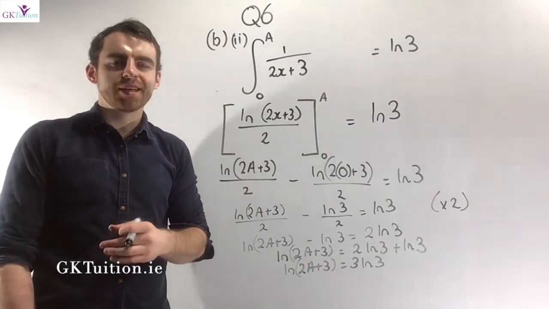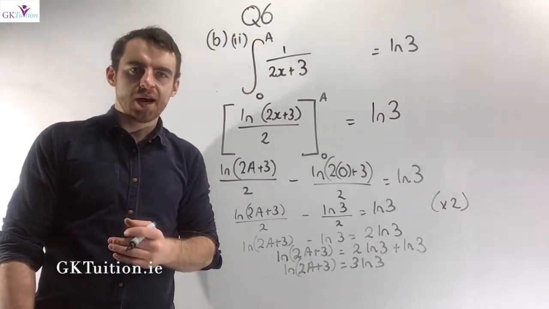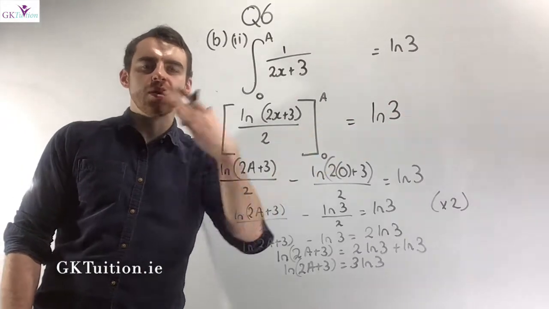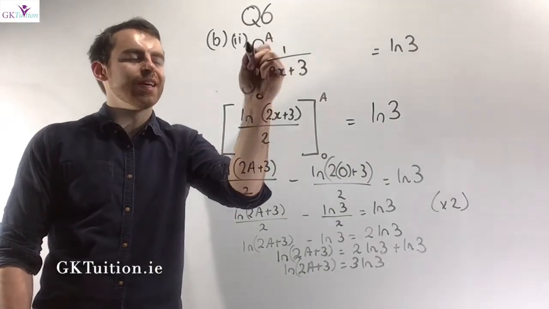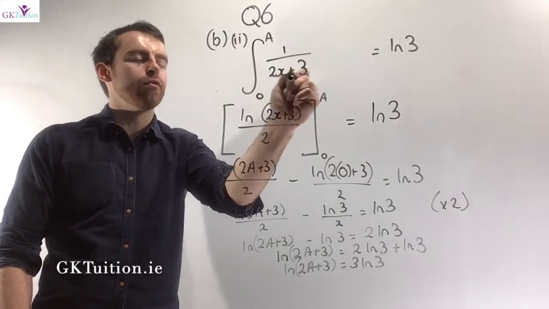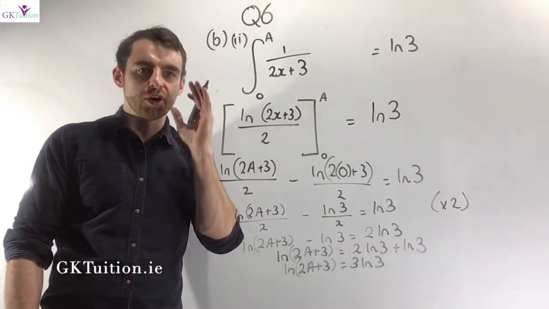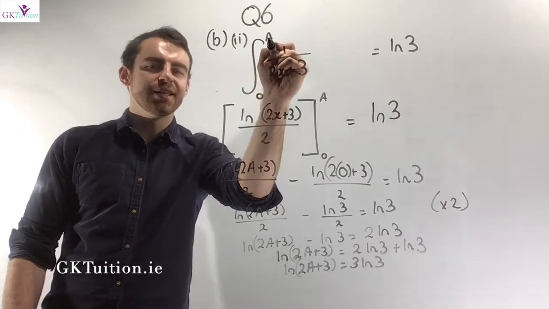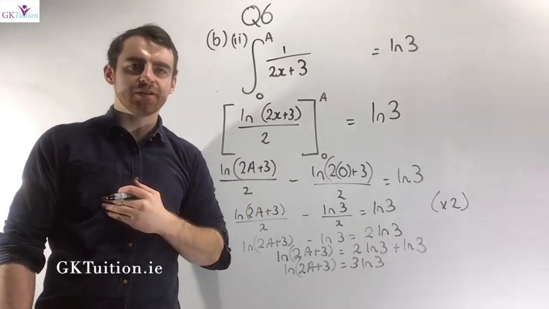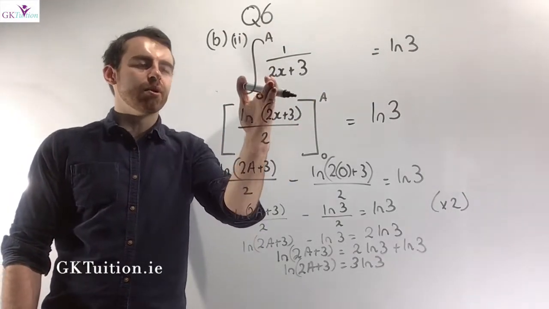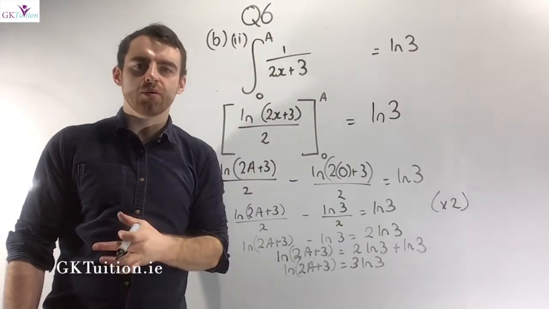You should remember that to get the area between a curve and the x-axis, we integrate. And we use limits. So if I integrate the curve 1 over 2x plus 3 from a to 0, that will tell me the area between the curve and the x-axis from x equals a to x equals 0. I've been told that that area is equal to ln 3. So I know the integral from a to 0 of this is equal to ln 3. And we're going to use that in order to find the value of the unknown, which is a.